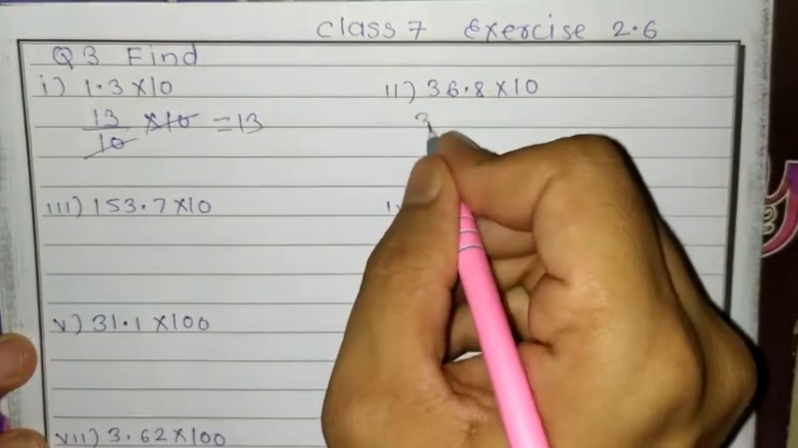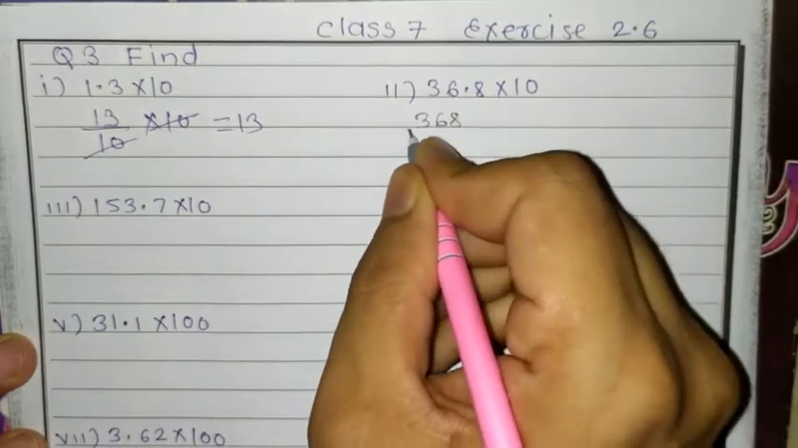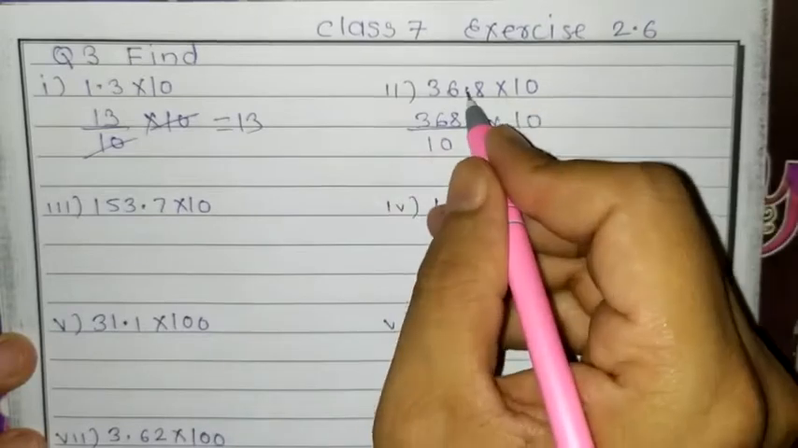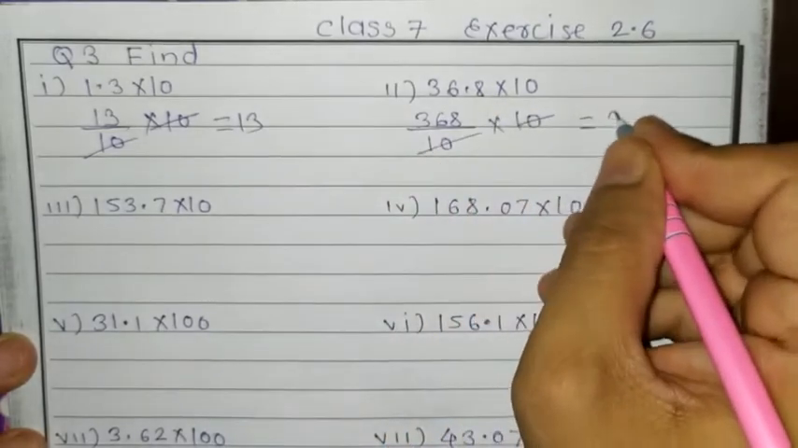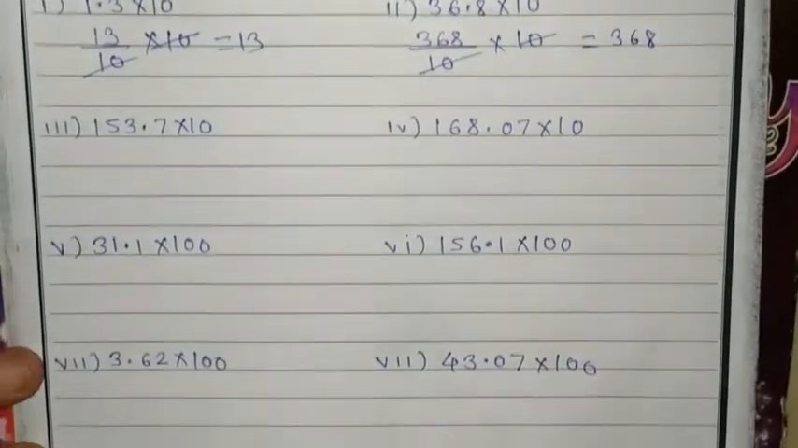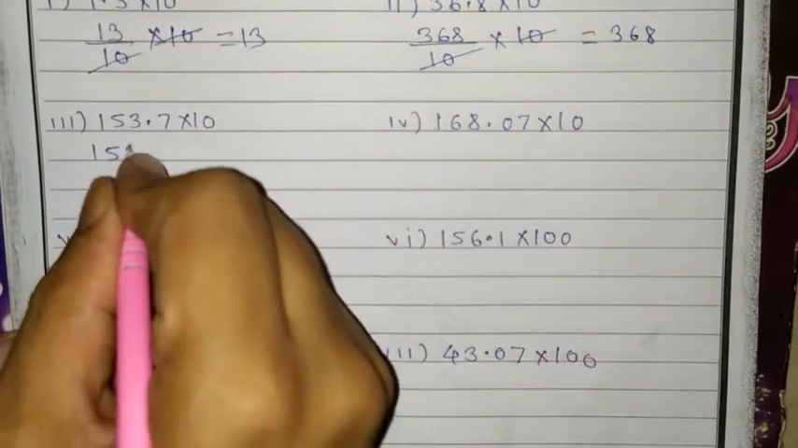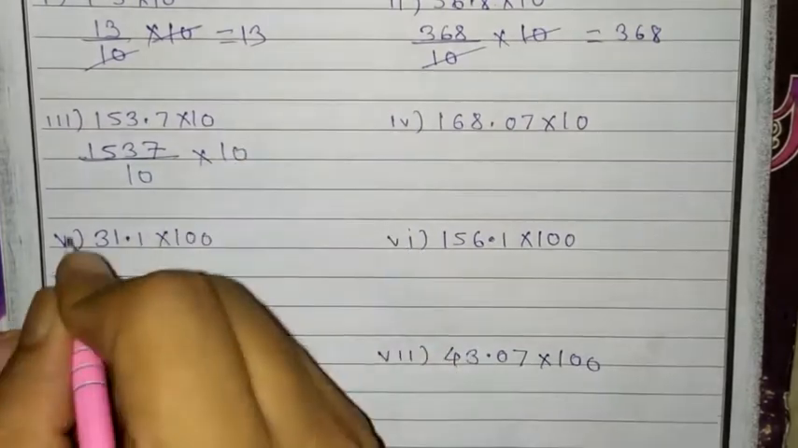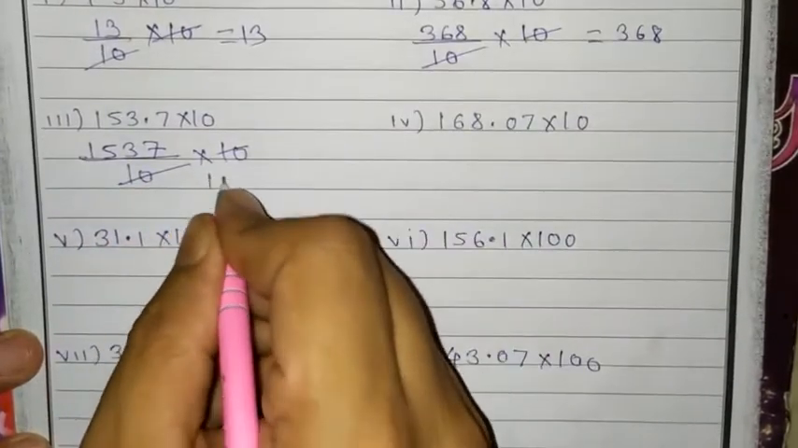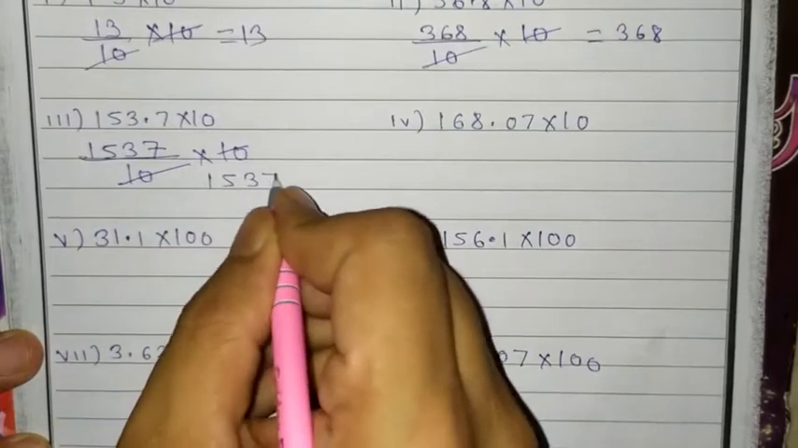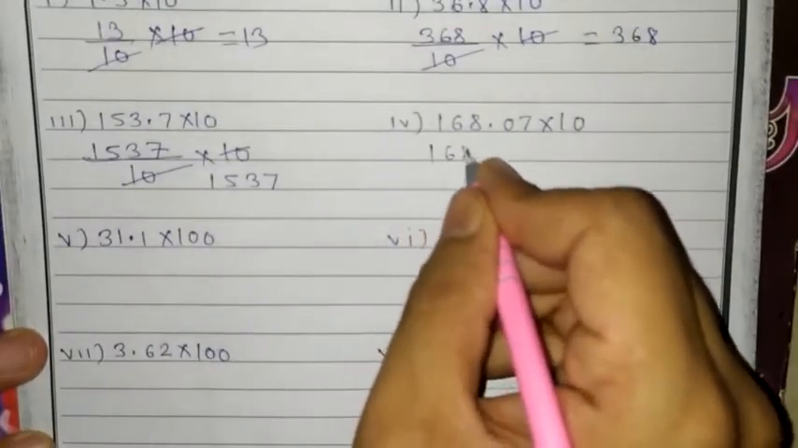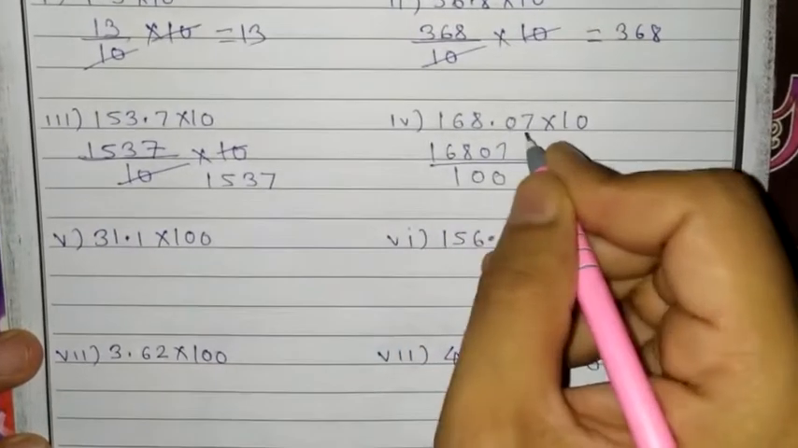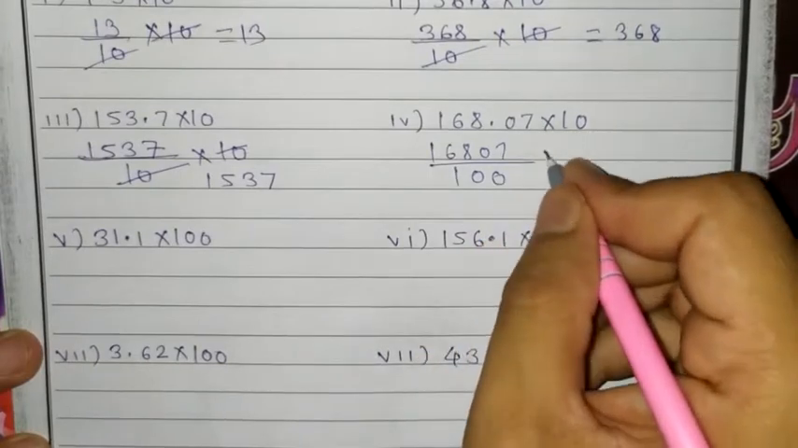Now the next number is 36.8. Write the number without decimal point, which is divided by 10, because after the point there is only one number. 10 gets cancelled, answer is 368. Now we are going to the third one. Right, the number without decimal point which is divided by 10, and here 10 gets cancelled, so the answer is 1537 as it is. Here you write the number without decimal point which is divided by which number? 100. Why? Because after the point there are 2 numbers, into 10 as it is.